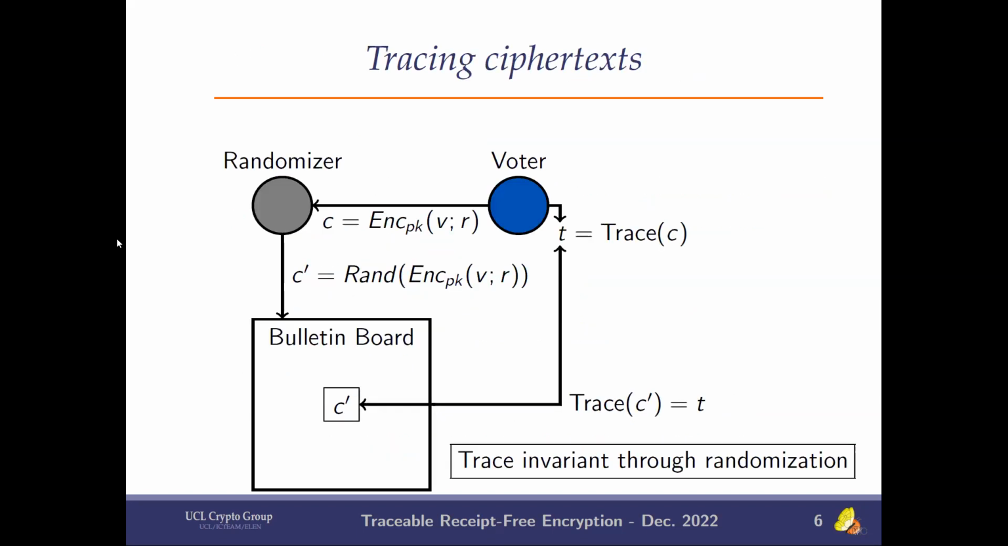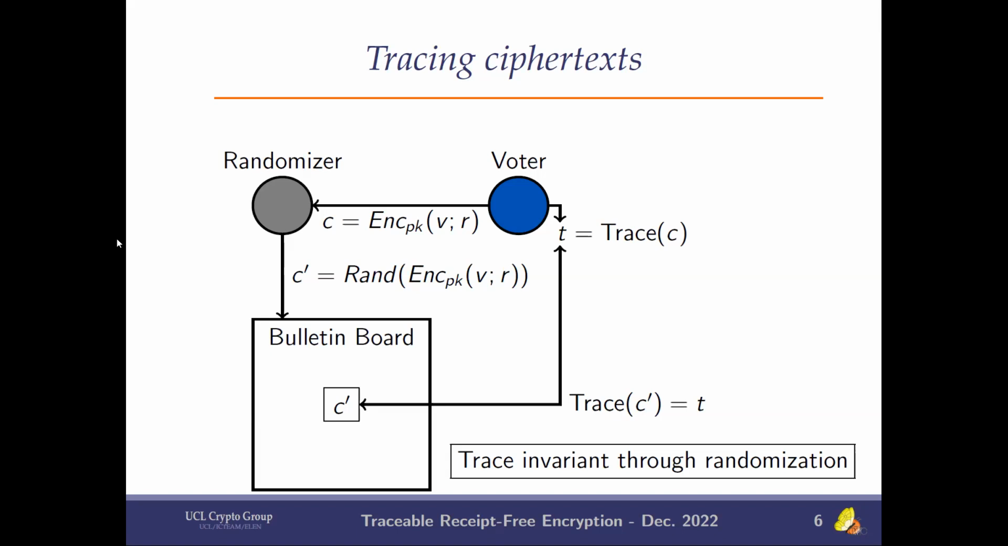So to do so, we introduce a new algorithm, trace, because we want to allow the voter to formally check on the bulletin board where the ciphertext is. And this trace algorithm is given a ciphertext and outputs a tag. And this trace is invariant to randomization. So when the randomizing server sends a randomization of the ciphertext, the trace is preserved. And so the voter can check on the bulletin board if there is some ciphertext with the initial trace. And if this is the case, this is the ciphertext of the voter.